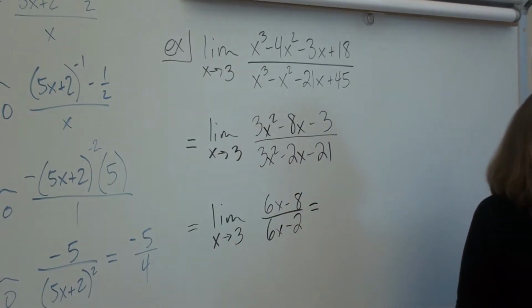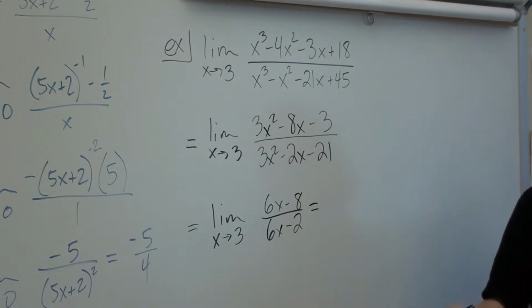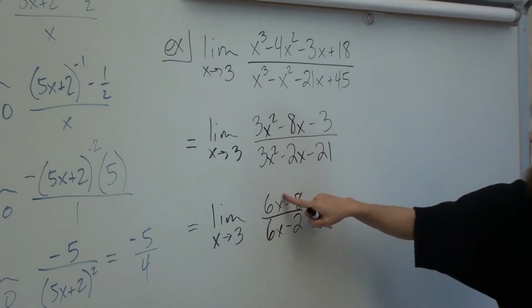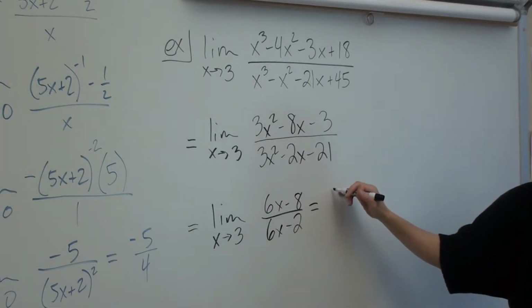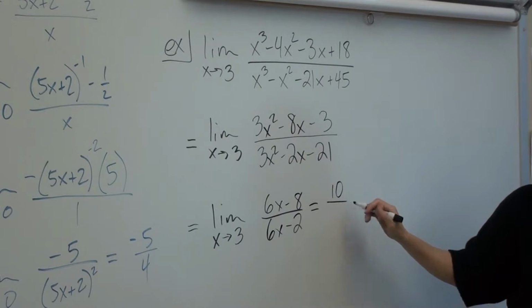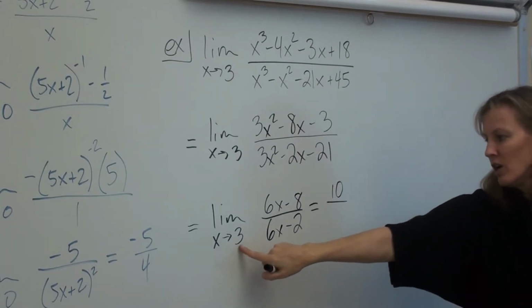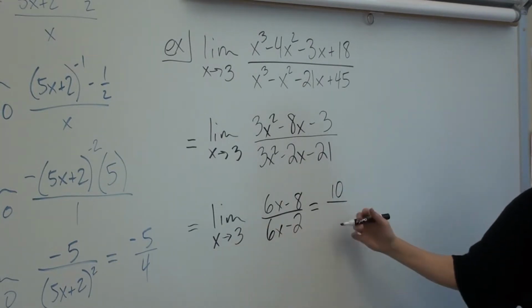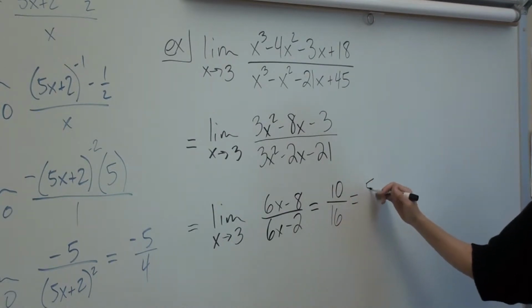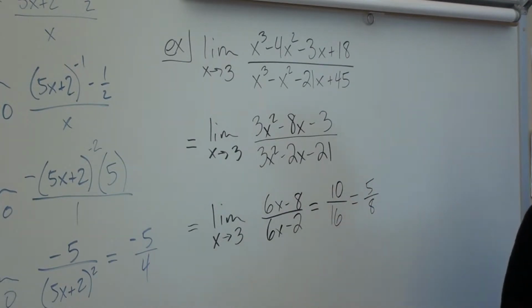Alright, why are you guys so okay with the derivative? Yeah? So now if we plug in the 3, we get 18 minus 8, which is 10. As soon as you get something that's not 0, you know you're not in L'Hopital world anymore. Over 18 minus 2, which is 16. So our answer is 5 over 8.